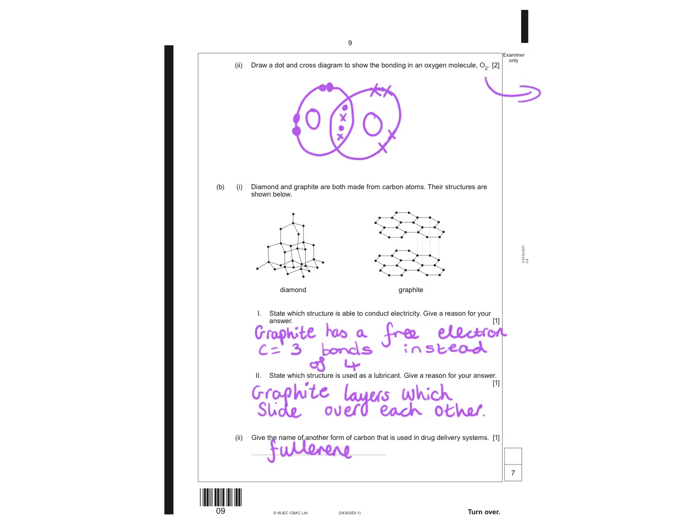Draw the dot and cross diagram of oxygen. Remember, oxygen was one of 2 that I told you to learn because they have double bonds.